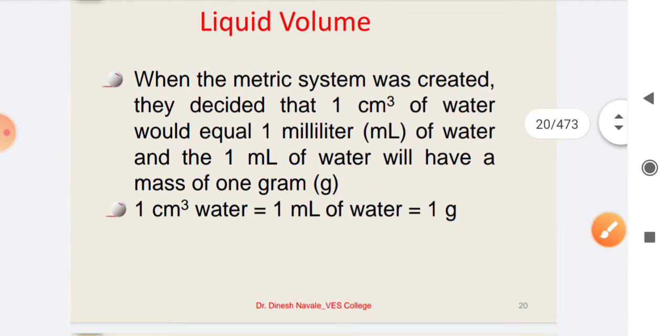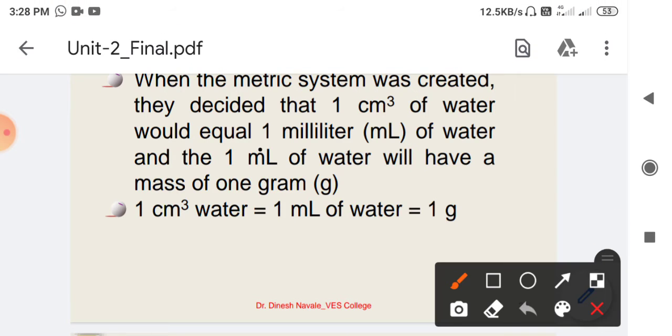When the metric system was created for the measurement of liquids, they decided that 1 cubic centimeter of water would equal 1 milliliter of water, and 1 ml of water gives you a mass of 1 gram. This is the standard convention that is used for estimation of various base units.